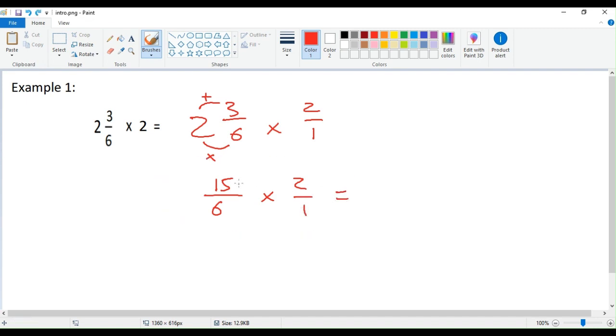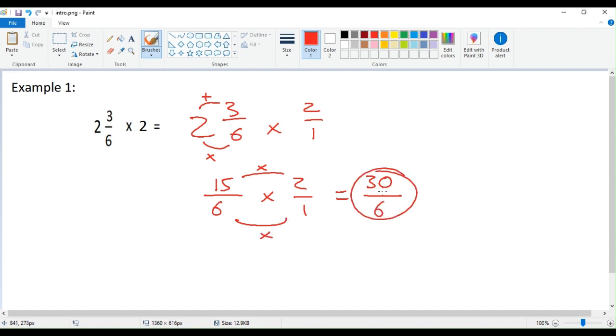When we multiply fractions like this, we just multiply the numerator by the numerator. Now you might struggle with 15 times 2. Use one of your decomposing strategies or other multiplication strategies to multiply that out. 15 times 2 is 30. 6 times 1 is 6.